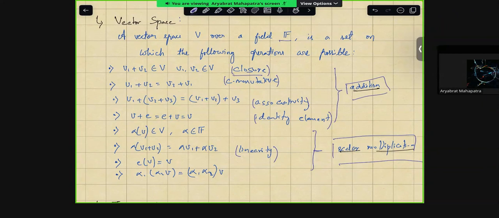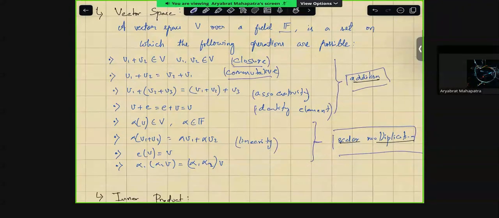Then, in the addition rule, there is another condition: if you are adding v1 with v2, they must be commutative. It won't matter in which order you add them, so v1 plus v2 equals v2 plus v1. That is the commutative property. Then associativity, where again the order matters very little, and that is the property of associativity.